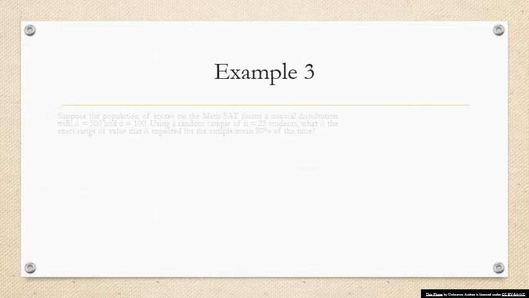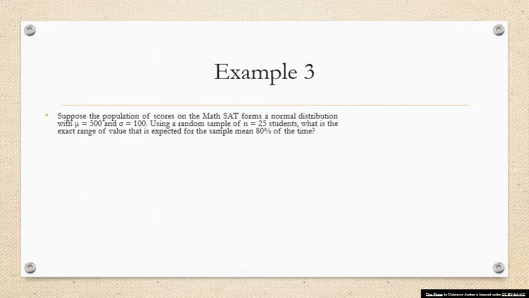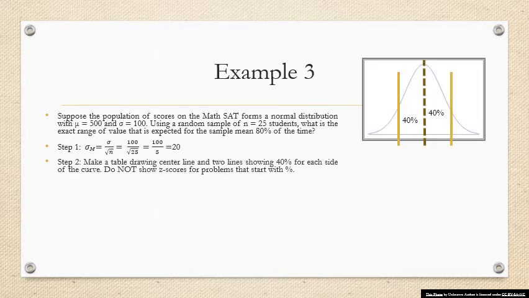Here's example 3. Suppose the population of scores on the math SAT forms a normal distribution with a mean of 500 and a standard deviation of 100. Using a random sample of n equals 25 students, what is the exact range of values that is expected for the sample mean 80% of the time? Well, before you can do anything, you need to find your standard error, and that's 20.